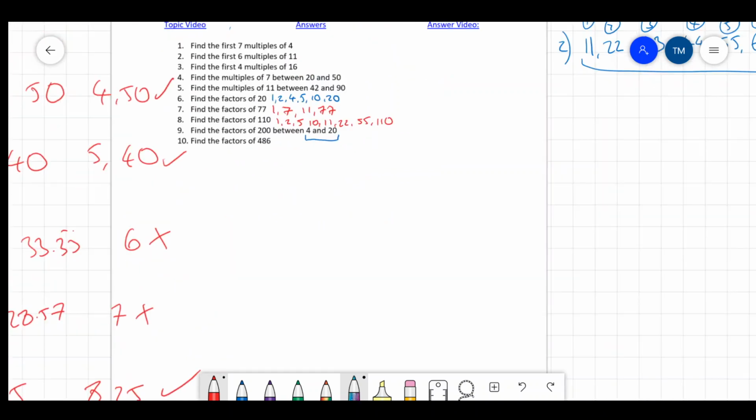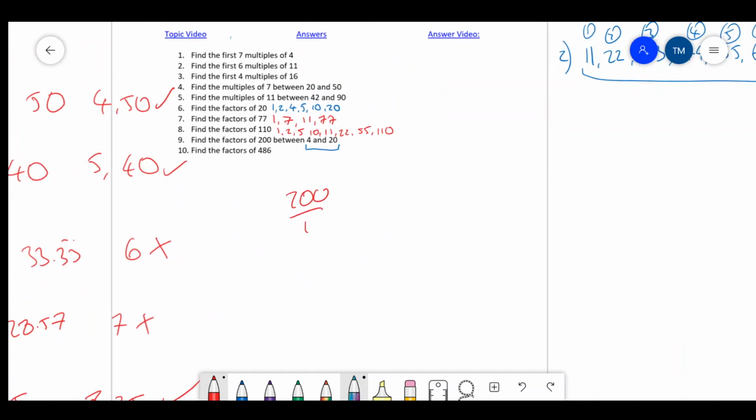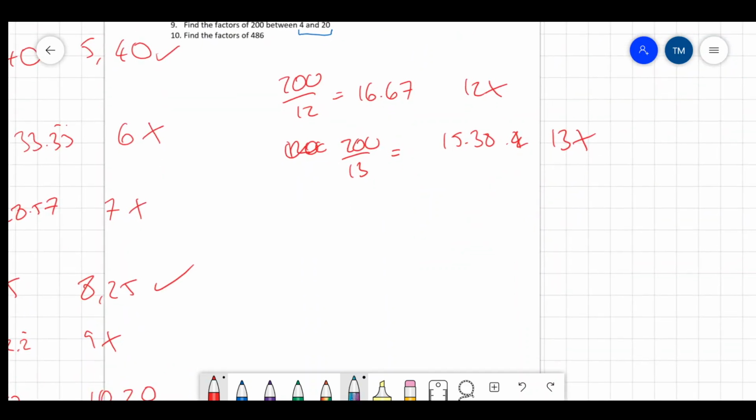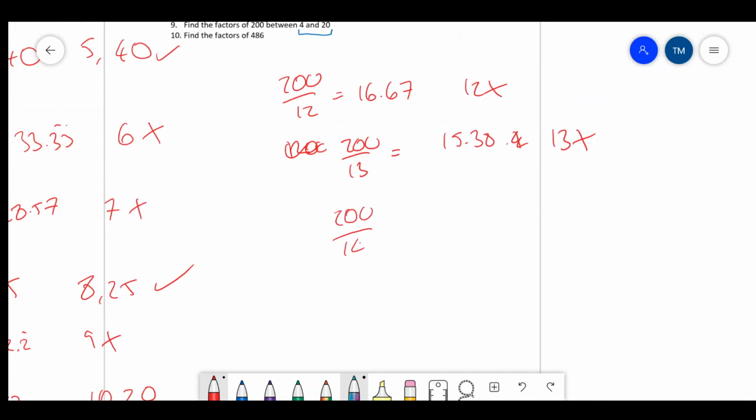We will move across here, give some more room. So 200 divided by 12, which is equal to 16.67. So that is not a factor. 200 divided by 13 is equal to 15.38, so therefore 13 is not a factor. 200 divided by 14 is 14.29. So 14 is not a factor.